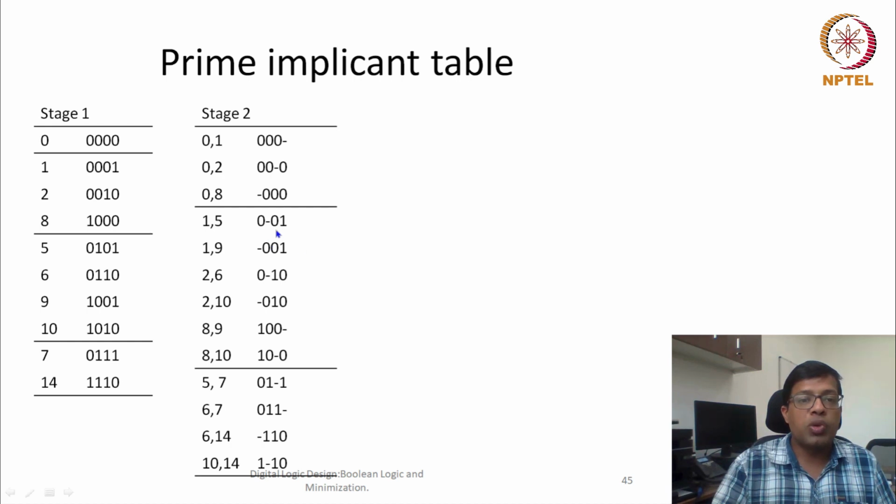For the next group of stage 2, we have to compare all the mean terms which are present in group 1 with all the mean terms which are present in group 2. So 1 would be compared with 5, 6, 9 and 10. Because 1 is compared with 5, we can see that 1 and 5 can be combined, because this particular variable is present as 0 as well as 1, so we can eliminate that and we can write 1 5 as 0 dash 0 1. Similarly, 1 and 6 cannot be combined, because we see there are 3 variables which are different.